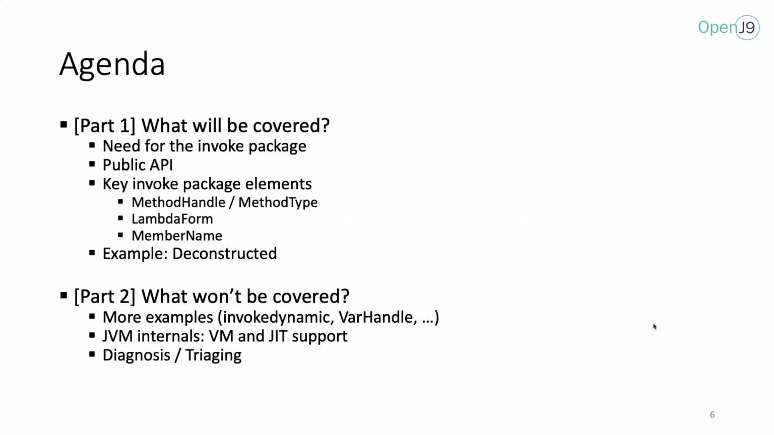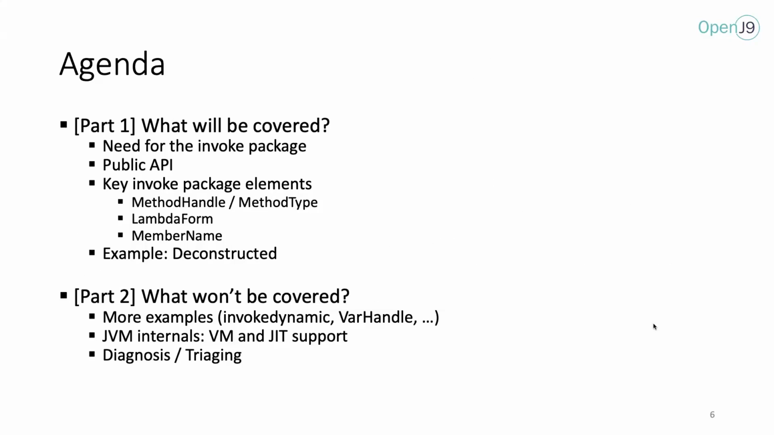So what are we covering in this talk? This talk is just trying to give you an idea of why we needed the invoke package and why we needed the change. Then we'll briefly cover some of the public API and go over the key elements of the invoke package, such as MethodHandle, MethodType, LambdaForm, and MemberName, and we will show you some examples.